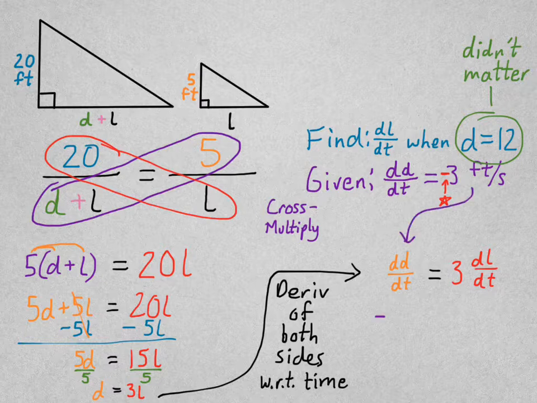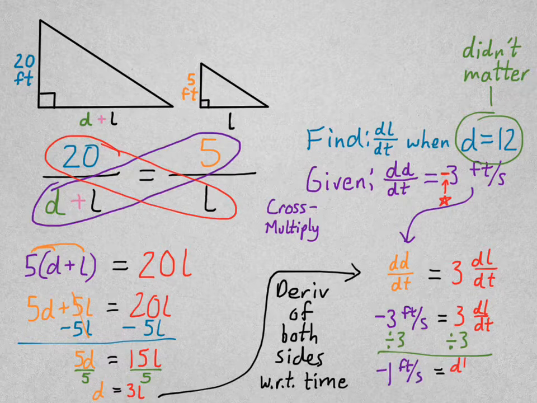Alright, so let me just plug in the dd/dt that they gave me, negative 3 feet per second. And then I need to solve for dl/dt. Well, that's simple. I can just divide 3 on both sides. I get negative 1 feet per second.